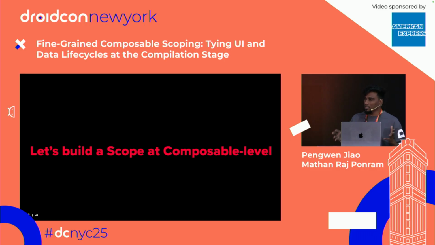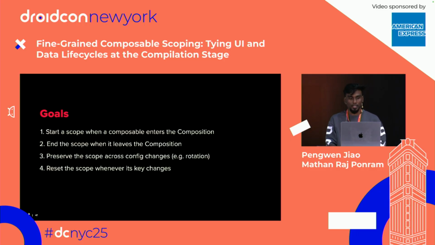So now we have imagined what this might look like. Let's try building a scope at the composable level, right? We would need a couple of things. First, we want to start a scope when a composable enters the composition, and we want to end the scope when a composable leaves the composition. Third, we want to preserve the scope across configuration changes, for example, rotation, language change, and all of this. But this is more interesting, right? Preserving across configuration changes is very interesting. We will look into that later in a bit more detail, right? And finally, reset the scope whenever its key changes.